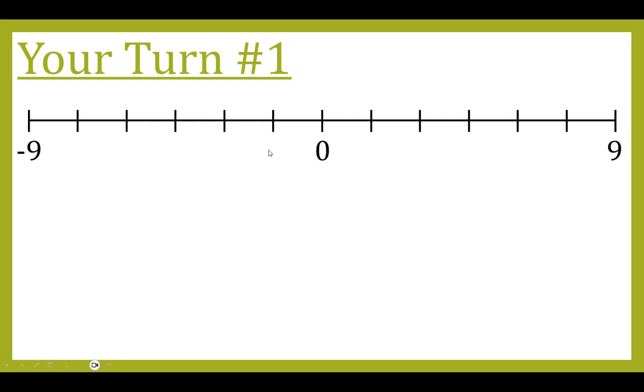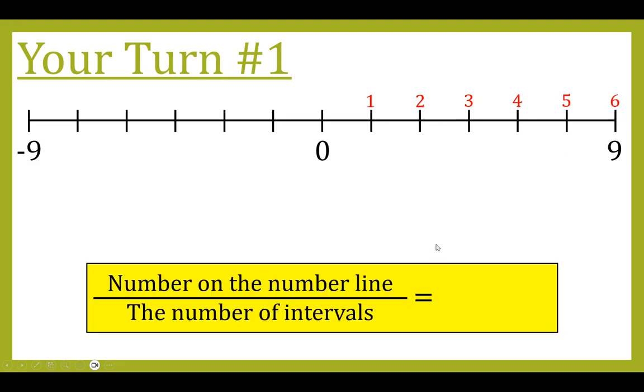So I have my number line where I have 0, and then I can see that I have a 9 and a -9. So what I'm going to do is count the intervals until I get to 9. So I can see that I have 6 intervals. So step 1, I'm going to take my number on the number line, which is 9. So I'm going to bring that down here, and I'm going to divide that by the number of intervals.